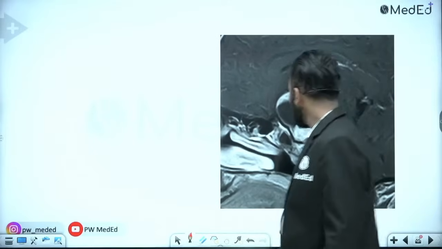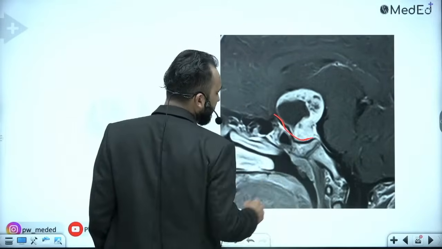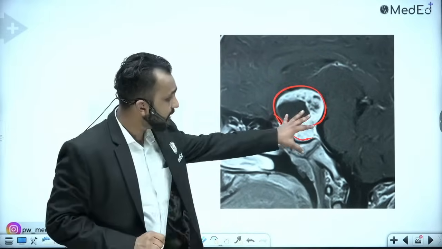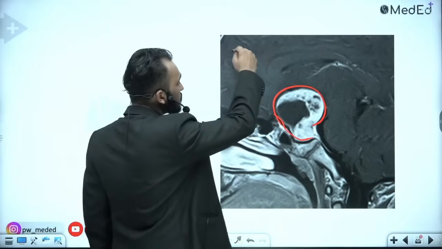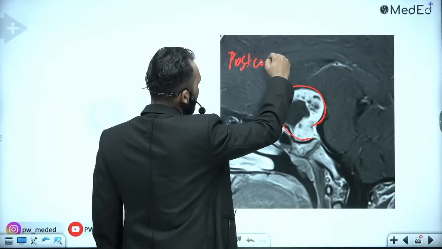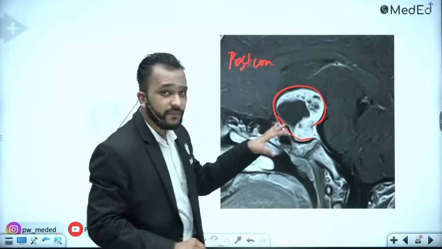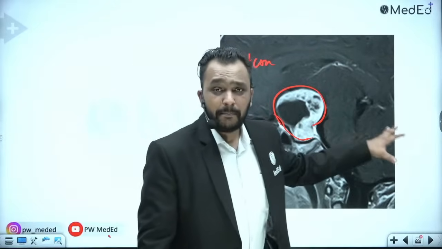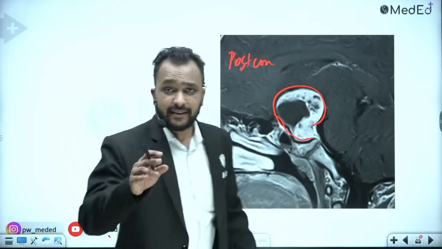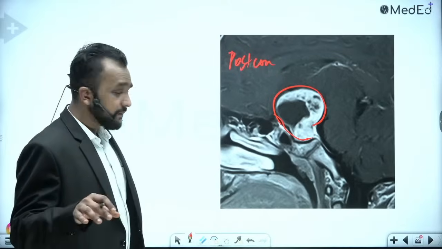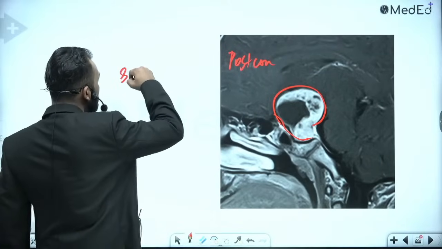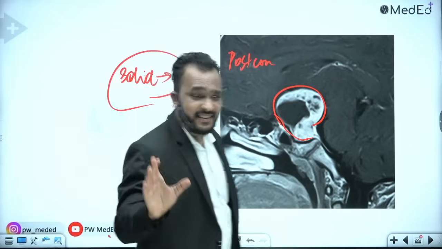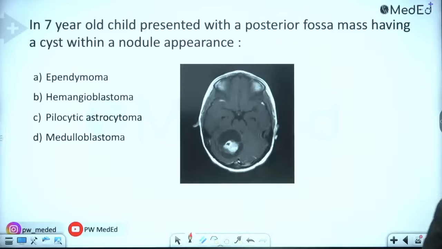If you look at this case, this is your sella, and there is one lesion seen in the suprasellar location. This is a post-contrast T1 image. Some part of the lesion is appearing black and some part is appearing bright, because it is a mixed cystic solid lesion. As I told you, on post-contrast images only the solid component of the lesion will show enhancement, whereas the cystic component will not show any enhancement.